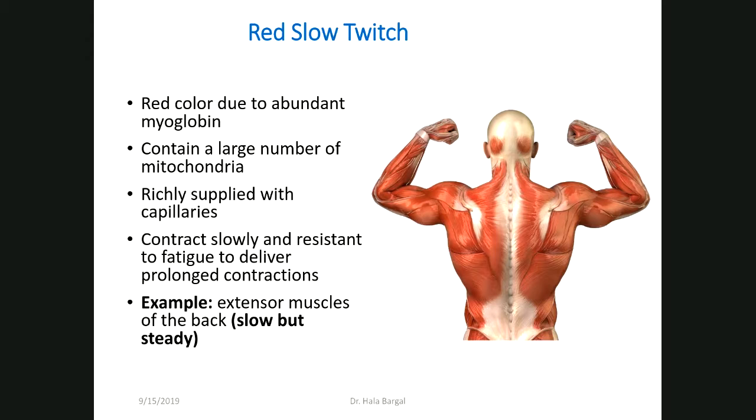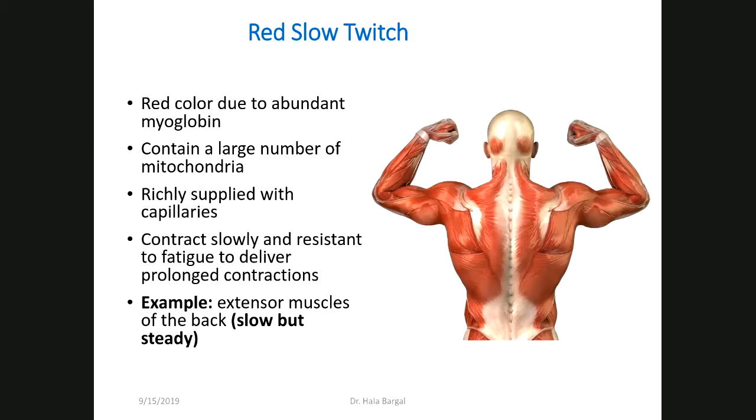They are richly supplied with capillaries to supply the required oxygen for their action. They contract slowly and are resistant to fatigue, to deliver prolonged contraction. The example is the extensor muscle of the back, slow but steady. Here, as we mentioned, the latissimus dorsi or the swimmer muscle. We will learn it in the next lecture.